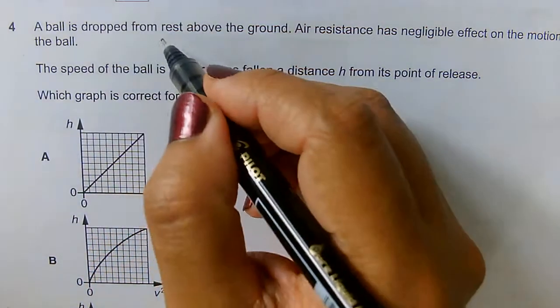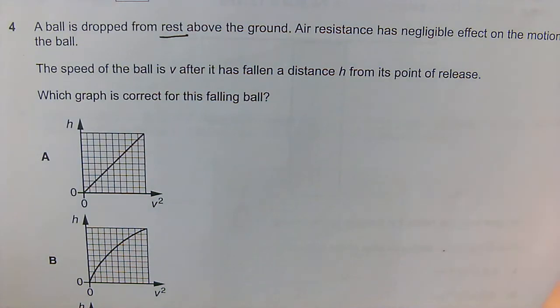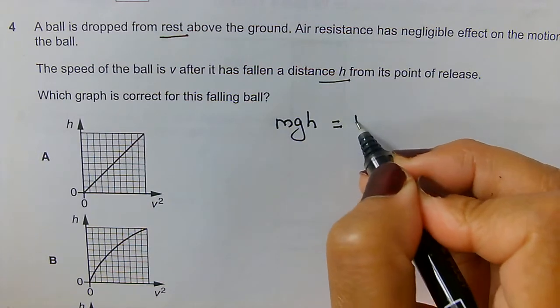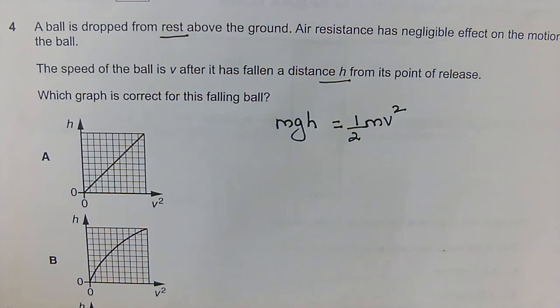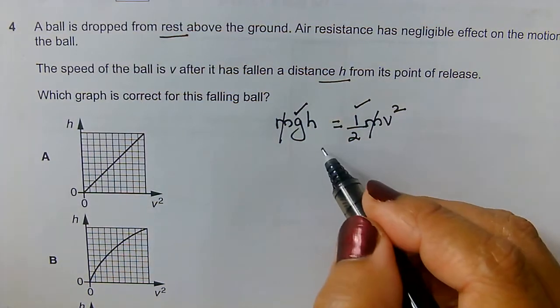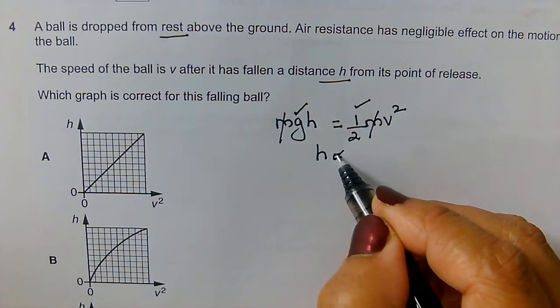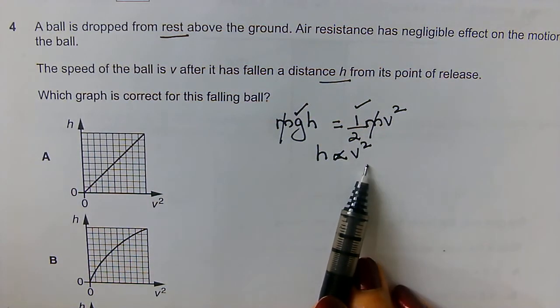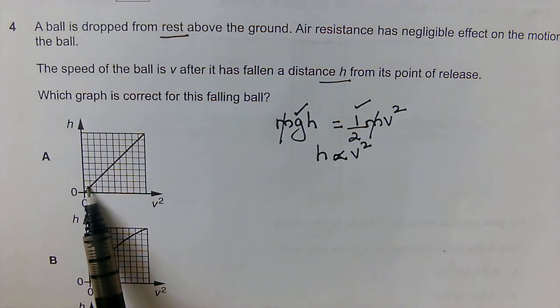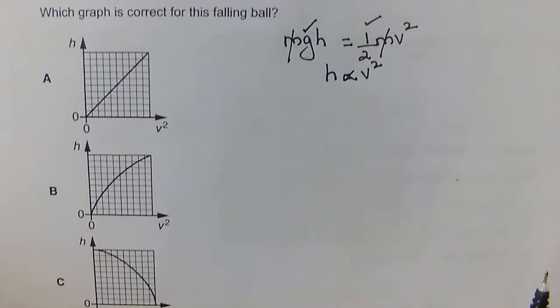A ball is dropped from rest above the ground. Air resistance has negligible effect. The speed of the ball is v after it has fallen a distance h. Which graph is correct for this falling ball? There are actually two ways in which you can do it. Let's assume that all the gravitational potential energy is converted into kinetic energy, assuming there is no air resistance. Mass gets cancelled. g is a constant, half is a constant. So it tells you that h is directly proportional to v squared. What does the shape of a directly proportional graph look like? It's a straight line passing through 0, 0. So the answer has to be A.